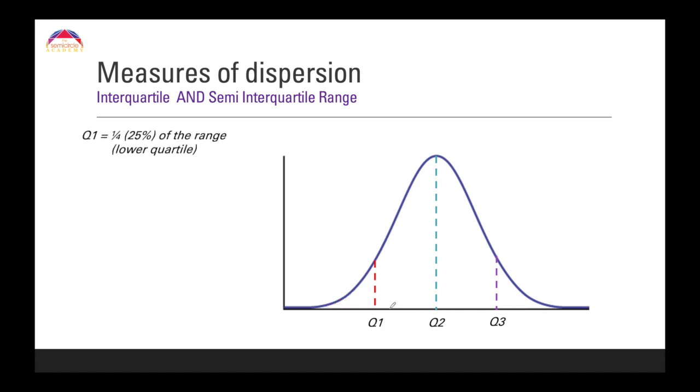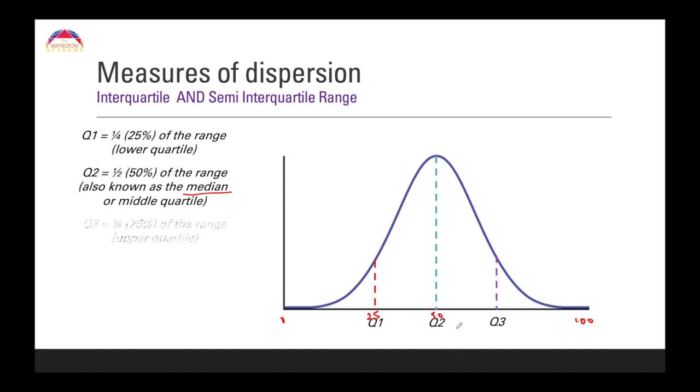You have the lower quartile, which is about a quarter of the range. If you're going from 0 to 100, this could be about 25, a quarter of the range. The middle quartile is also known as the median, at 50 out of 100. And the upper quartile, Q3, would be at 75 out of 100.